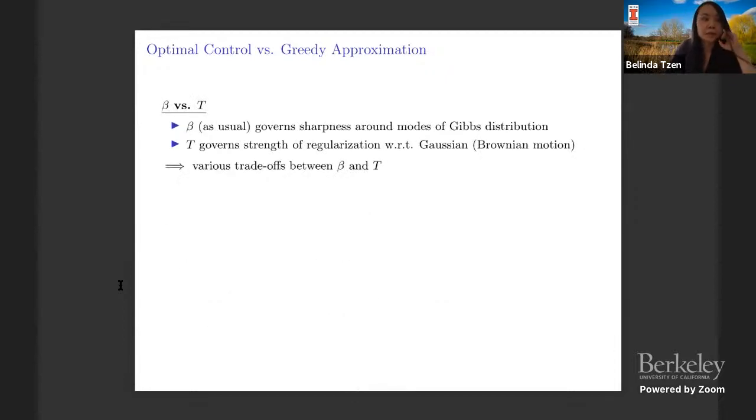So here we have, as before, our two degrees of freedom. We have beta, the inverse temperature parameter, and T, our optimization time. So inverse temperature plays the role it plays in most of these considerations. It's going to affect the Gibbs distribution in the sense of the sharpness around the modes, whereas the time is going to govern the strength of this regularization with respect to the Gaussian. So the longer you optimize, the weaker this regularization. And so there will be various trade-offs between beta and T, and the question is, how exactly do they interact, and in what regimes might the Langevin with various choices of beta and T be comparable to the optimal Föllmer drift, or will it never be?